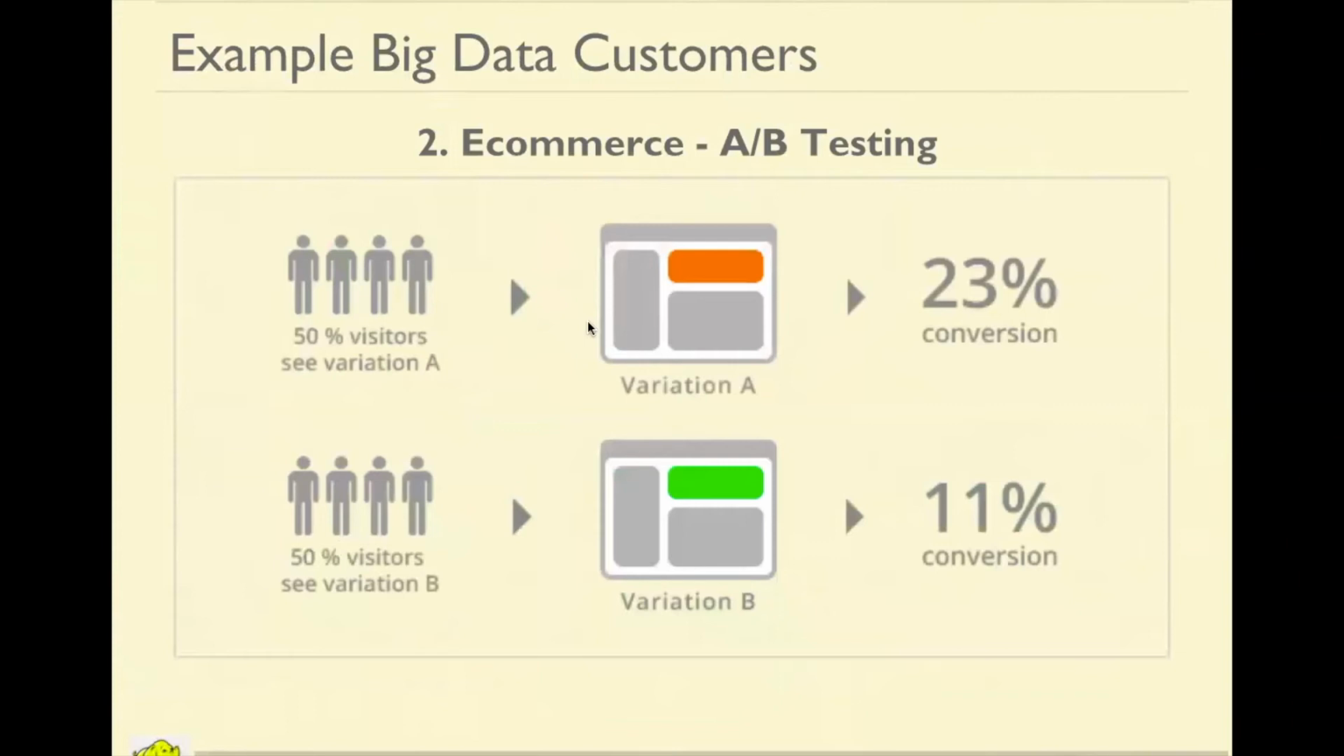All right, now the second use case of having humongous data or big data is doing things like A/B testing in e-commerce. What is A/B testing? A/B testing is testing A against B. Let us say there are two designs that you came up with. One is the green header, the other is the red header.